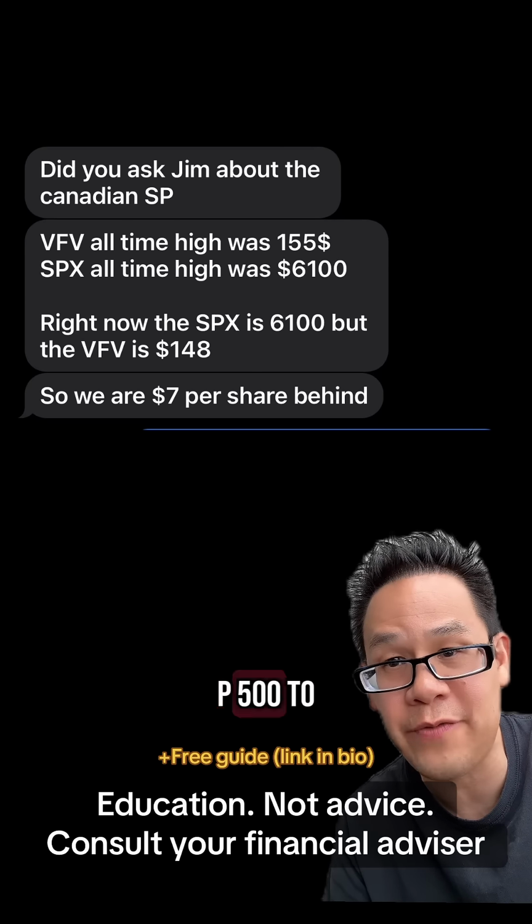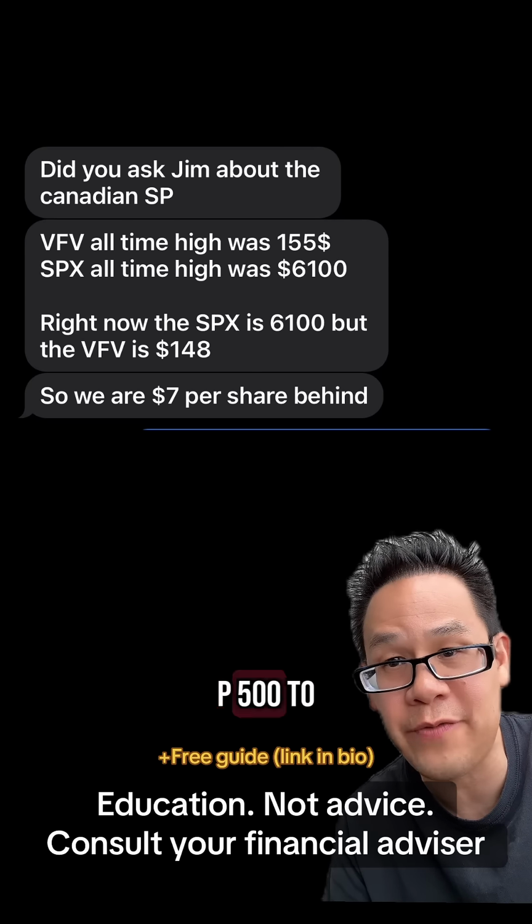The yellow line is Vanguard's S&P 500 index ETF denominated in Canadian dollars. The light blue line is Vanguard's S&P 500 ETF denominated in US dollars. Navy blue line is measured in points. The yellow and the light blue line is measured in dollars. The yellow one in Canadian dollars, the light blue one in US dollars. So why is there a difference?